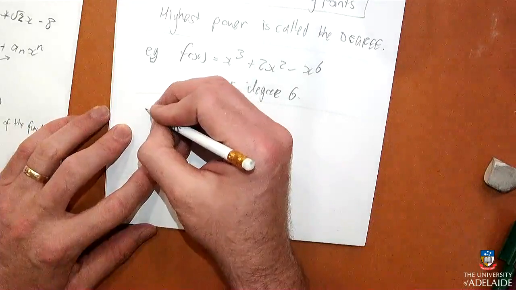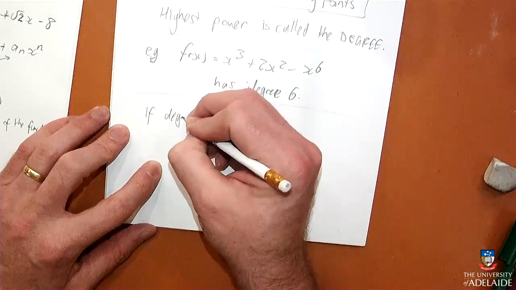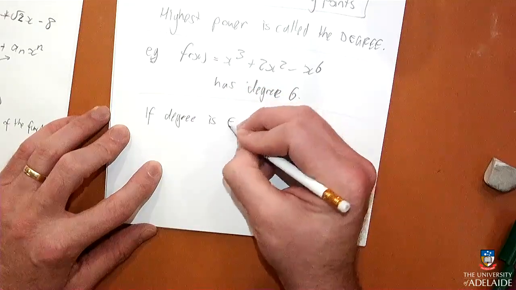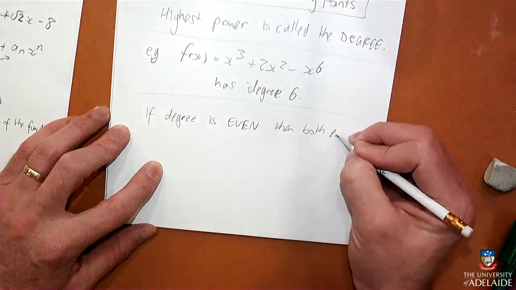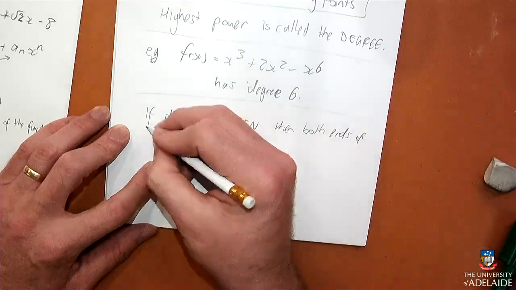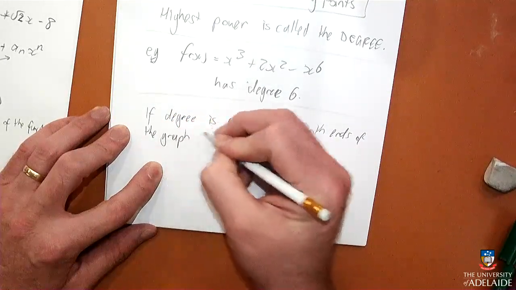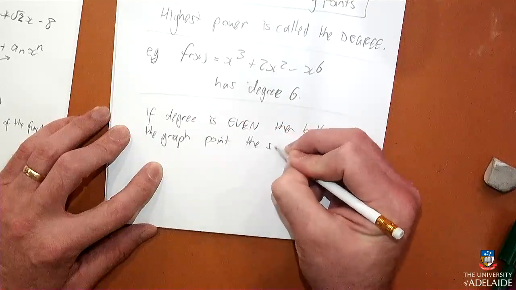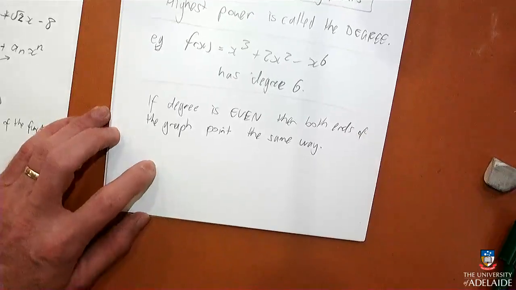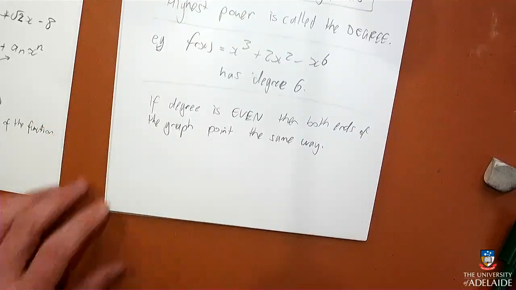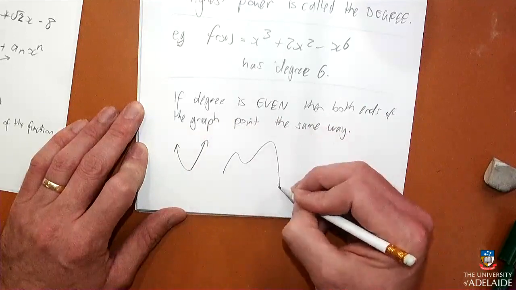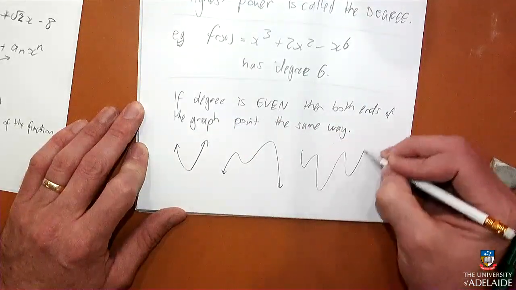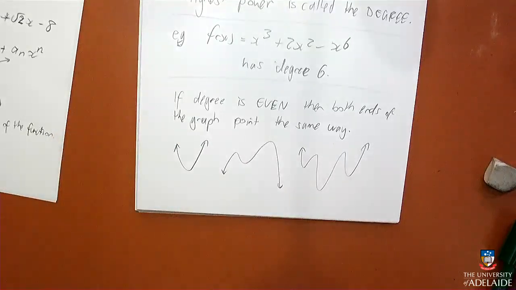So the first piece of information is if the degree is even, then both ends of the graph point the same way. So what that means, just in terms of pictures, is that if it's got an even degree, they're either both going to point up, or they'll both point down. That's regardless of how many turning points it has.